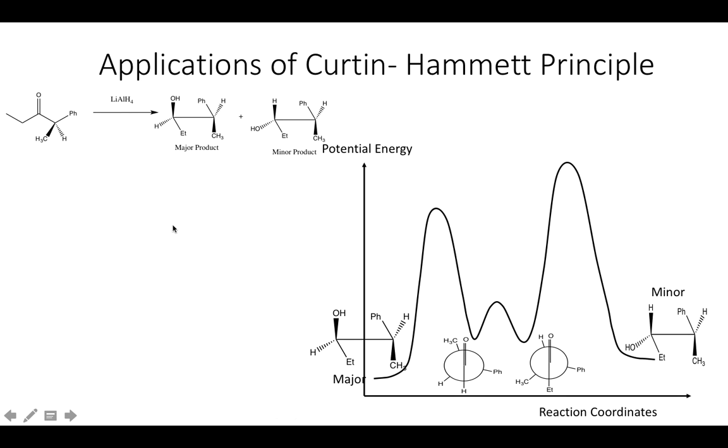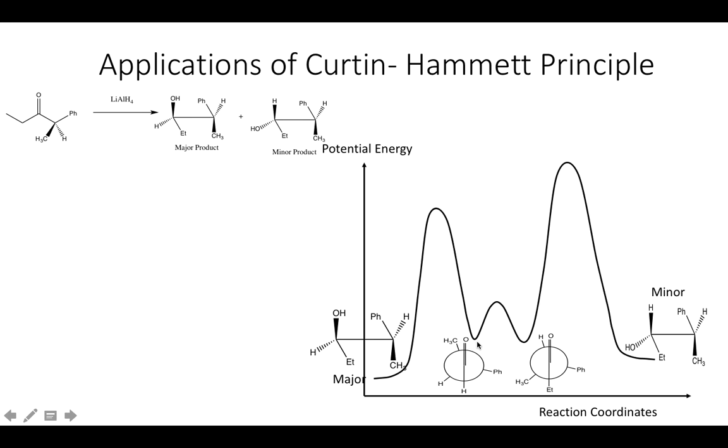Here's the same addition reaction that I showed in the previous slide, and I described it with the help of a reaction coordinate diagram. These are the two conformers that act as intermediates. When you carefully observe, you can see the conformer which is leading to the major product has slightly higher energy than the other intermediate. This is because of the eclipsing between the methyl group and oxygen.